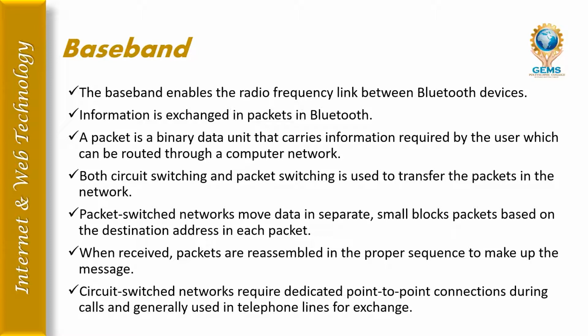Both circuit switching and packet switching are used to transfer packets in the network. Packet switching networks move data in separate small blocks, packets, based on the destination address in each packet. When received, the packets are reassembled in proper sequence to make up the message. Circuit switching networks require dedicated point-to-point connections during calls and are generally used in telephone lines for exchange.